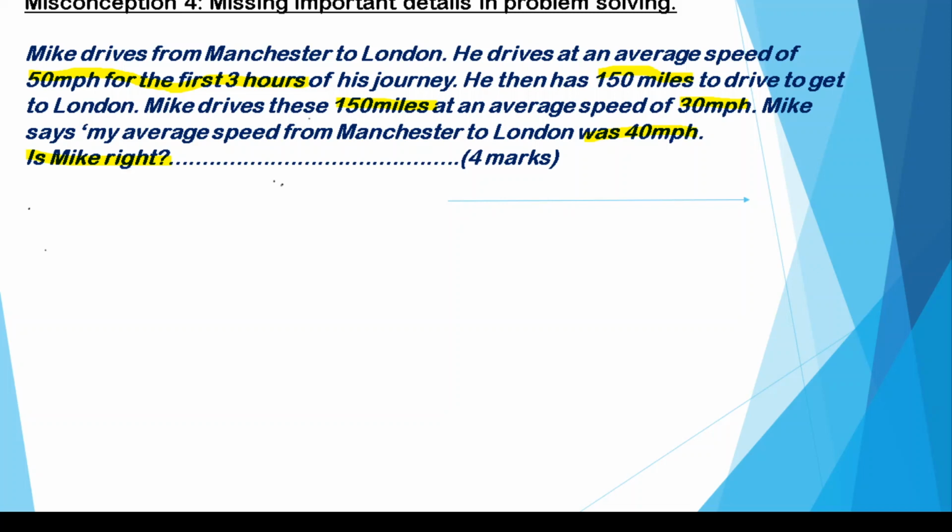You've got Mike drives from Manchester to London. He drives at an average speed of 50 miles per hour for the first 3 hours. He then has 150 miles to drive to get to London. He drives at an average speed of 30 miles per hour. Mike says, my average speed from Manchester to London was 40 miles per hour. Is Mike right?